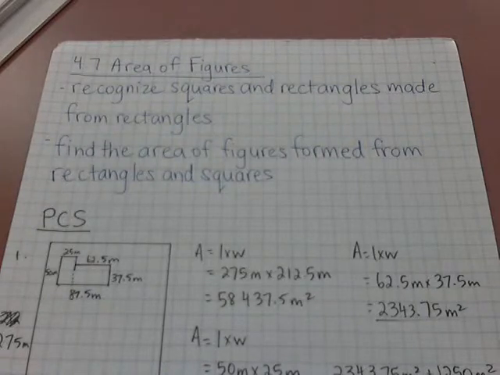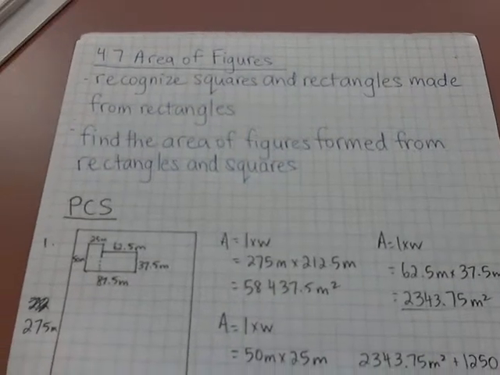This is 4.7, area of figures. What this is going to do is enable us to recognize, and it says this right in the sheet there, squares and rectangles made from rectangles. So that's going to be squares and rectangles within rectangles. Once we recognize that stuff, we're going to be able to figure out the area of these rectangles within rectangles and to add them where we need to.